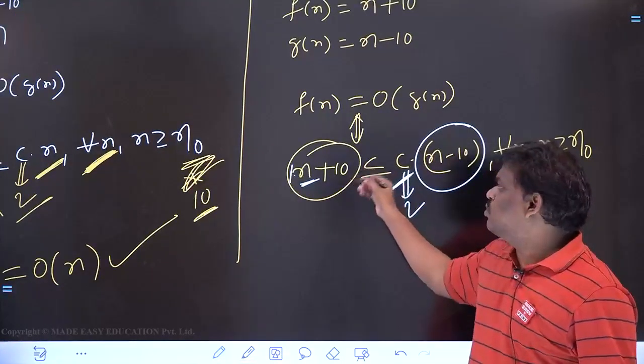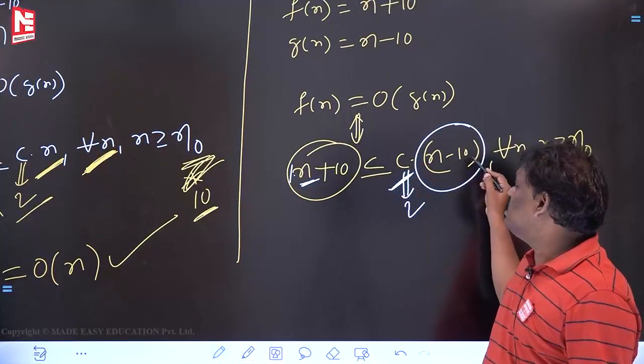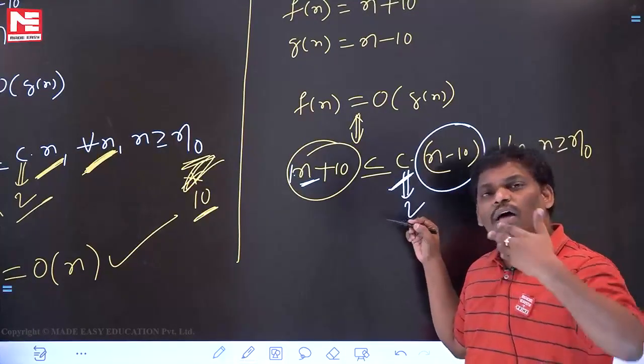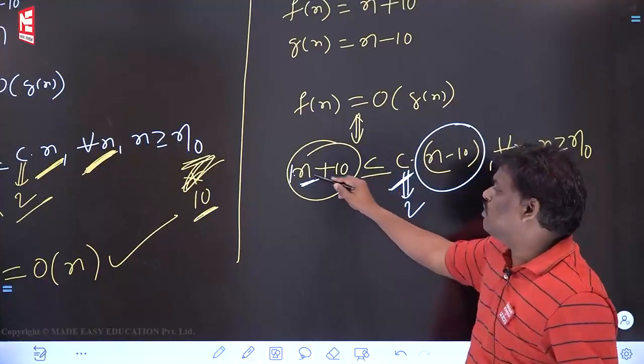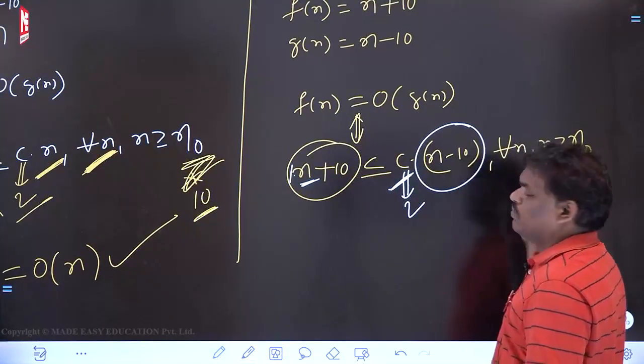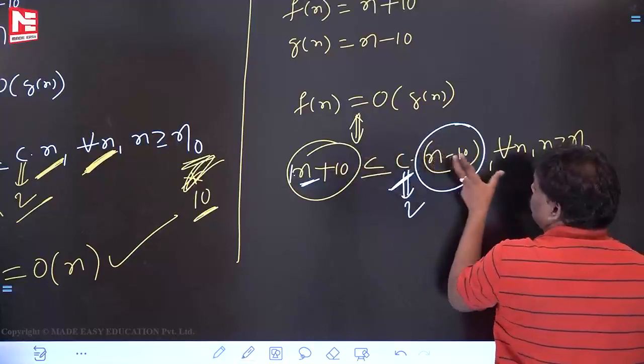What about 2? It is 12. This is going to be 2 minus 10, which is minus 8. I think negatives are coming. All negatives skip. Can you say from which place onwards negatives are gone? n value 10. What is the answer? 20. This will become 0.